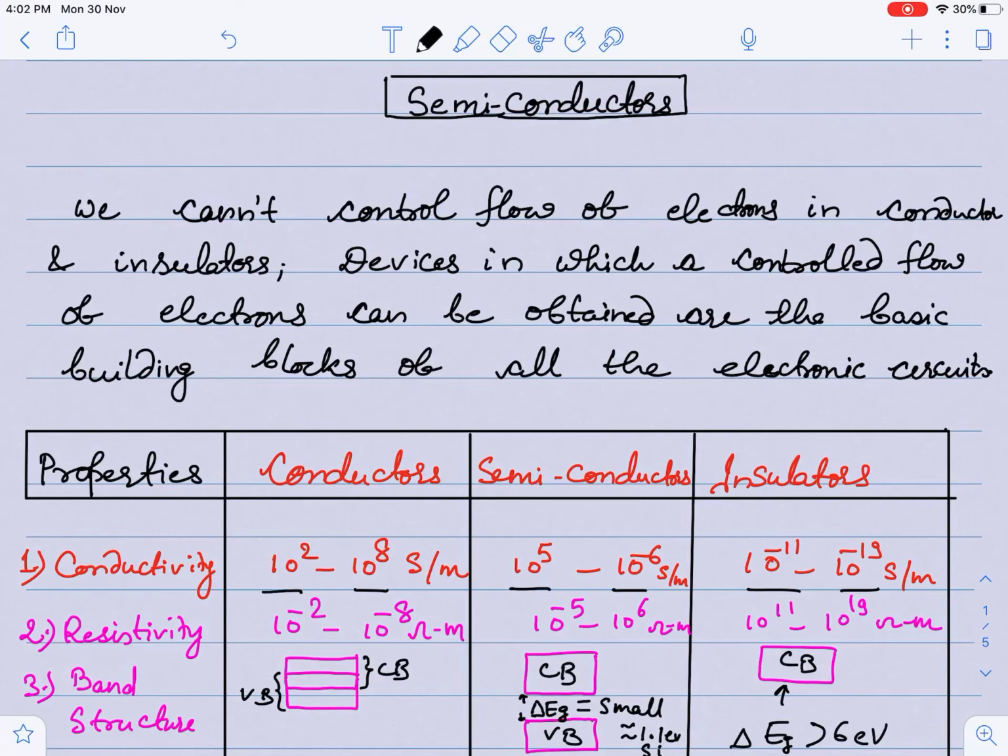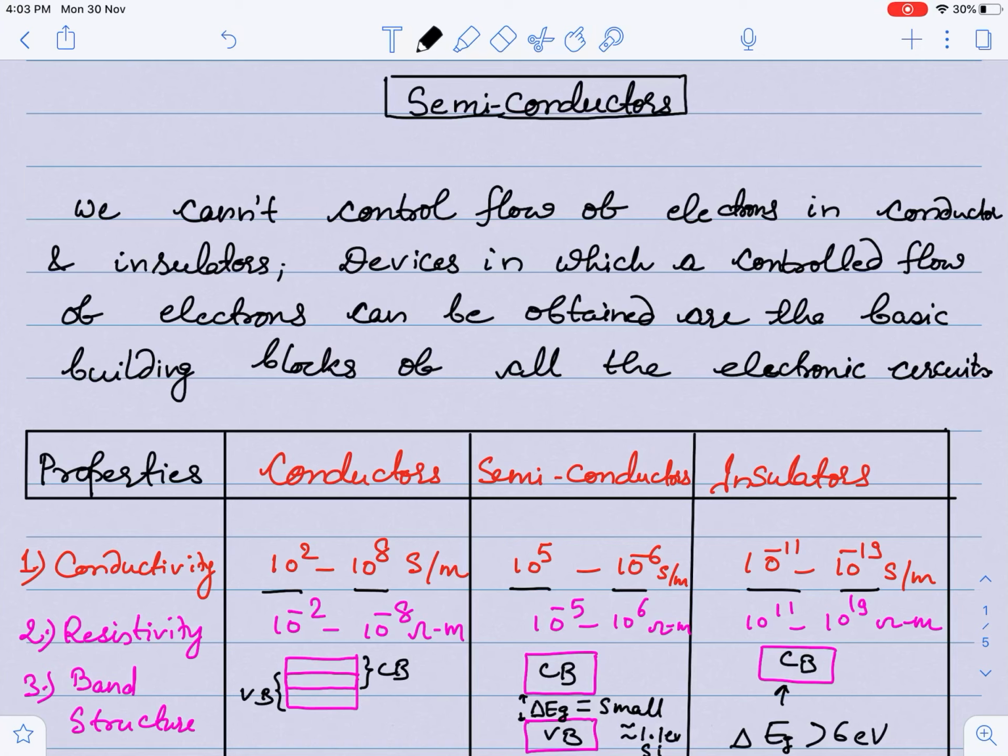So good afternoon everyone. Today we are going to discuss semiconductors. Semiconductors are the backbone of all modern devices like computers, laptops, iPads, iPhones. All things actually include a semiconductor as a component. So why is semiconductor so important?